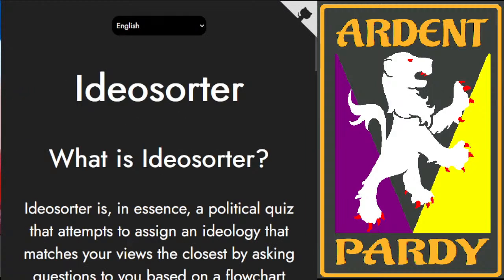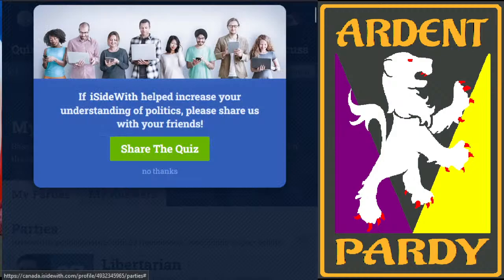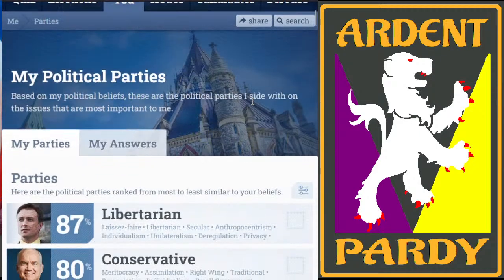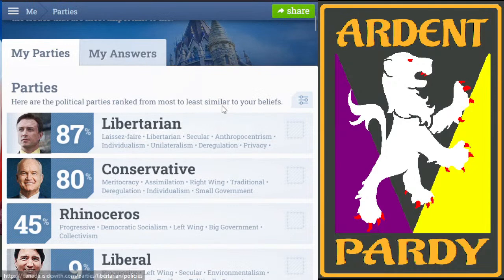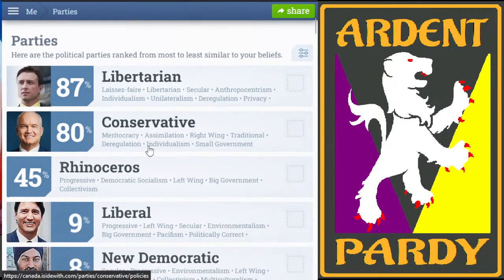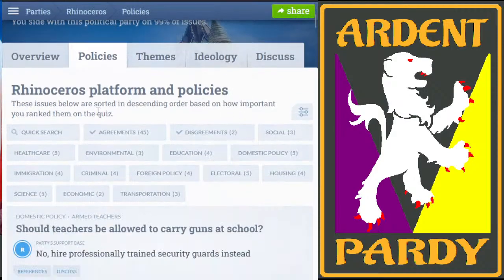So let's see here. There's my results. No thanks, I don't wish to share your quiz. Apparently I'm libertarian. Or conservative. Slightly Rhinoceros Party. For those of you who don't know who the Rhinoceros Party is, it's worth reading.